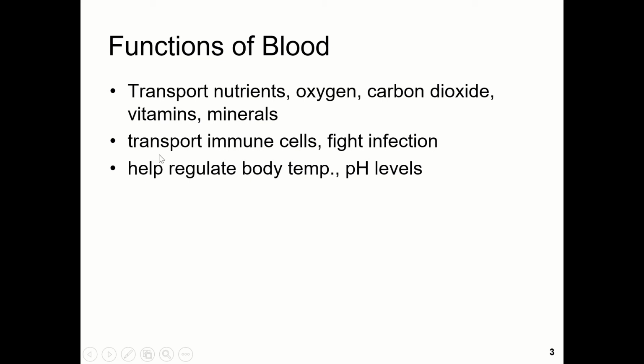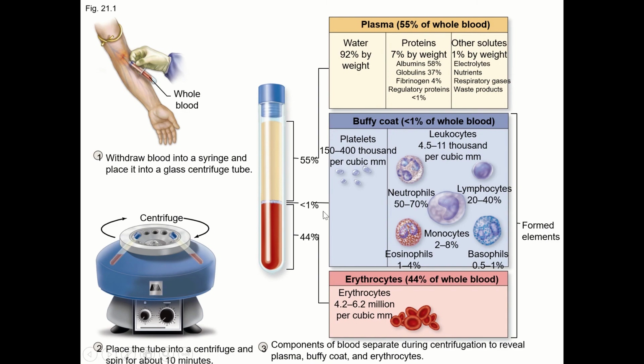It also includes immune cells and helps transport those immune cells to the site of an infection or damage and helps to fight infection. And then it has a really big role in regulating your body temperature and the pH levels of tissues, but the pH levels of the blood are also very important. We're not going to talk about that so much today. Just keep that in mind. That's something else that the blood does.